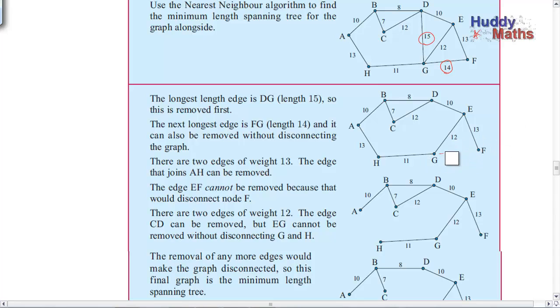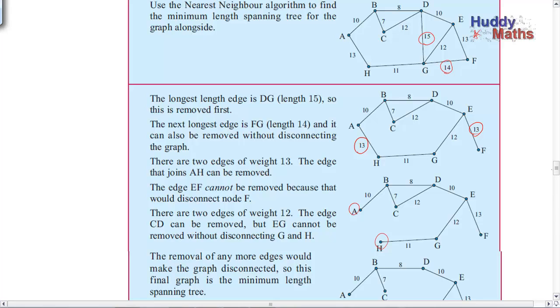The next one is the 13 here. But we can't do that. Okay, we can't remove that one because it would leave F disconnected from the others. There's another one over here though. And can we remove that? Yes, we can, because it will still leave A and H here connected. So we've got rid of that.